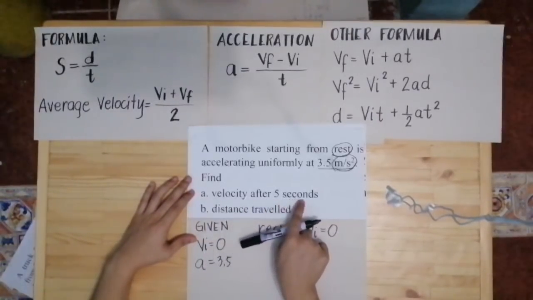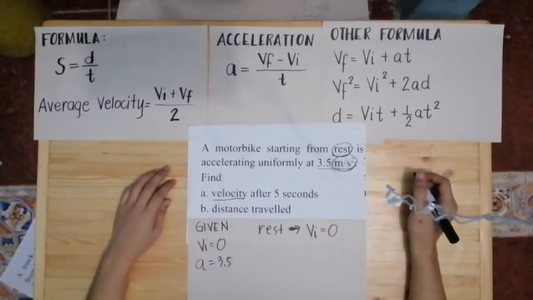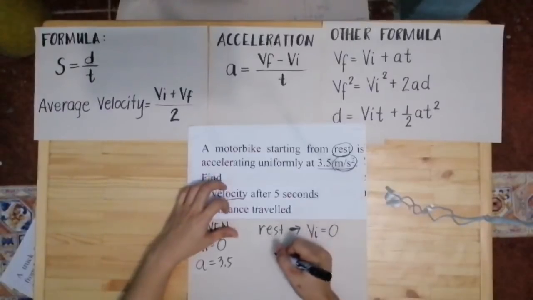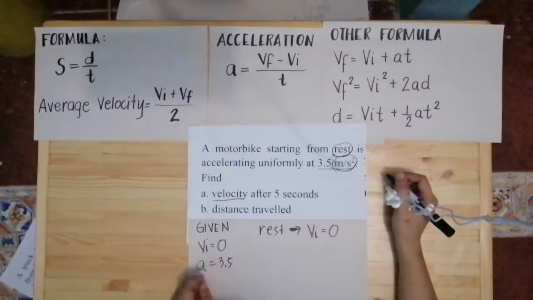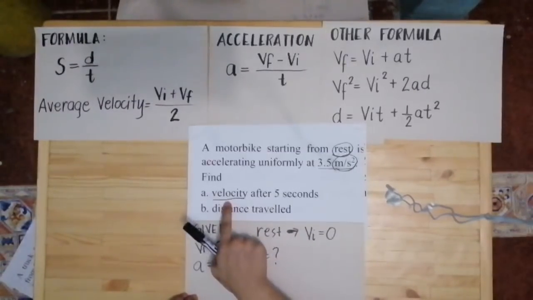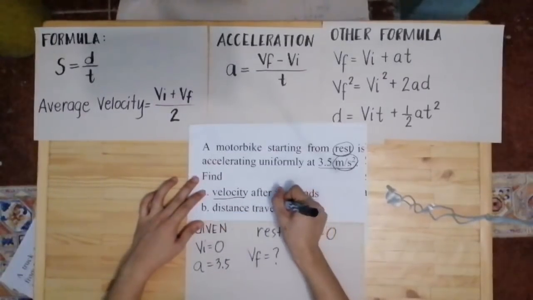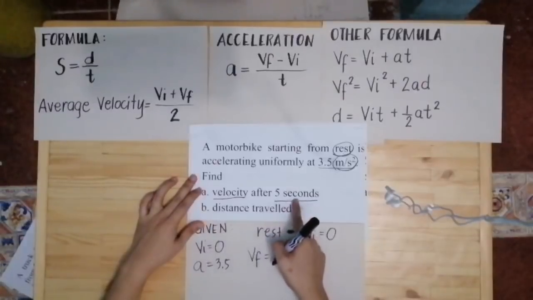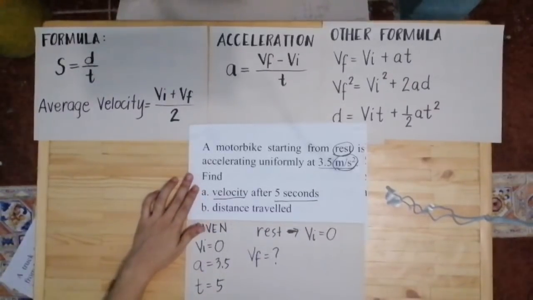Velocity after 5 seconds. So, hinahanap yung velocity. Sinong velocity? Okay? It's either initial velocity or final velocity. Pero since may initial velocity ka na, ang hahanapin mo ay final velocity. Yung velocity na to ay VF. Then, after 5 seconds, may dinagdag na given. Lagay natin dito. Seconds, ibig sabihin yan ay time. Lagay mo 5 seconds.